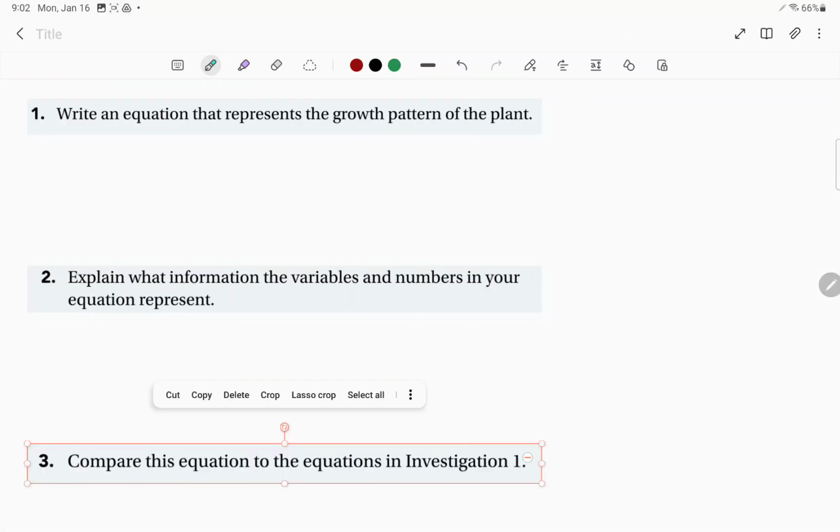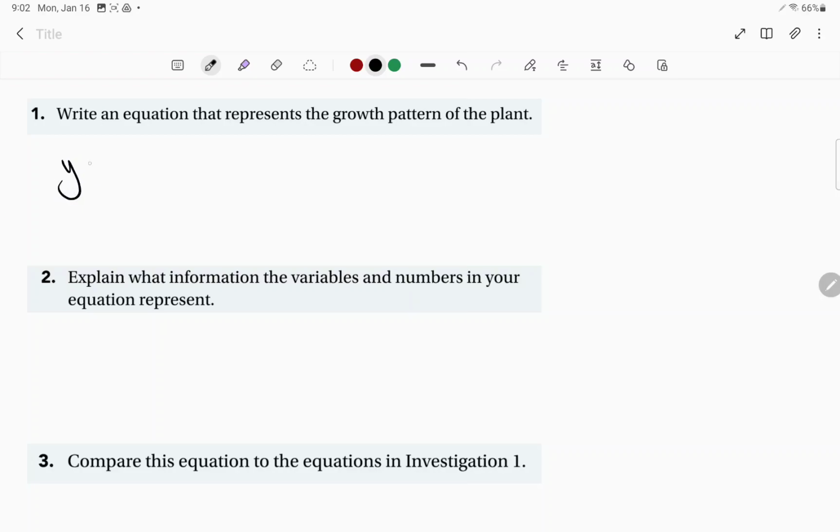Okay, so for the first one, write an equation that represents the growth pattern. If you remember, the original equation that I gave you was y is equal to a times r to the x, and a was the initial amount. In this case, it starts covering 1,000 square feet, so this is going to be 1,000. And then the growth rate, well, it doubles every month, so the growth rate is 2. So our equation is going to be y is equal to 1,000 times 2 to the power of x. So that would be our equation.